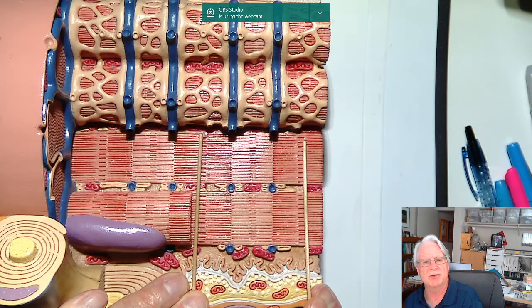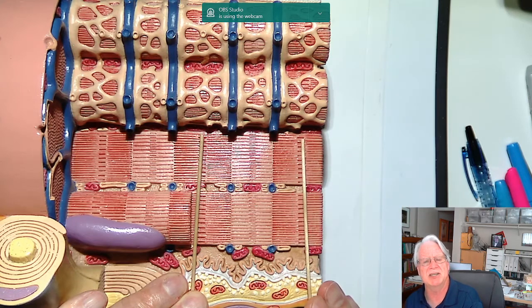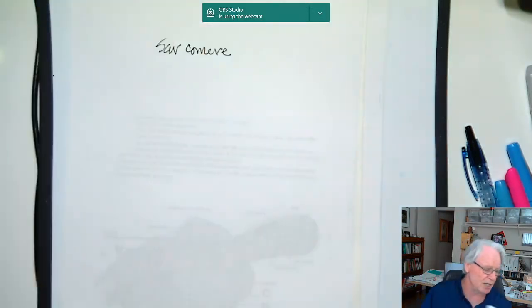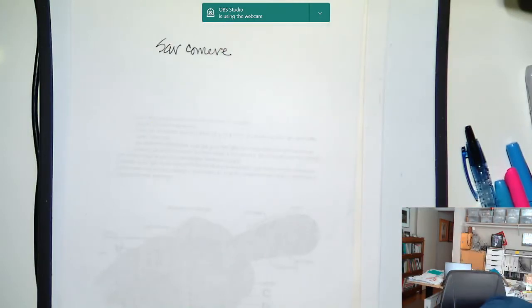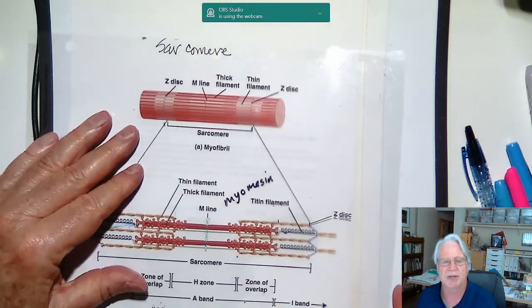This is what's going to contract, or this is what's going to produce movement, what we call contraction. And each of these myofibrils are made up of many, many units of sarcomeres, one after the other, like a long train of cars, each car representing a sarcomere. So with that in mind, let's take a look at an image and relate what we've just looked at in the model to that image.